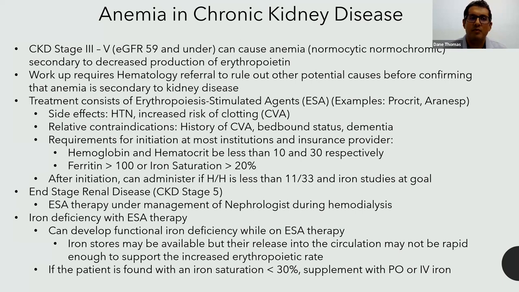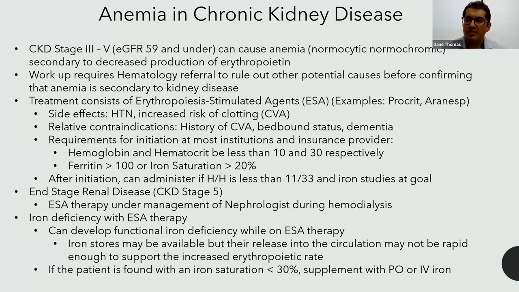Treatment for this consists of erythropoiesis stimulating agents, also known as ESA. Examples of these agents include Procrit, Retacrit, as used in the case study before, and Aranesp. Side effects of these agents include hypertension and increased risk of clotting. Relative, not absolute, contraindications include a history of CVA, patients with bed-bound status, and dementia. Now, if the patient is adequately anticoagulated, their contraindication is virtually non-existent and they can proceed with ESA therapy.